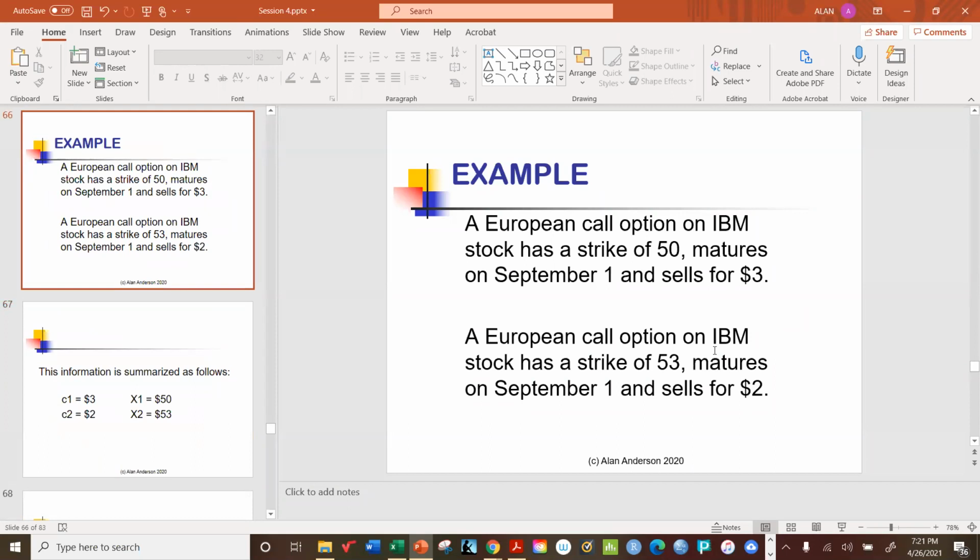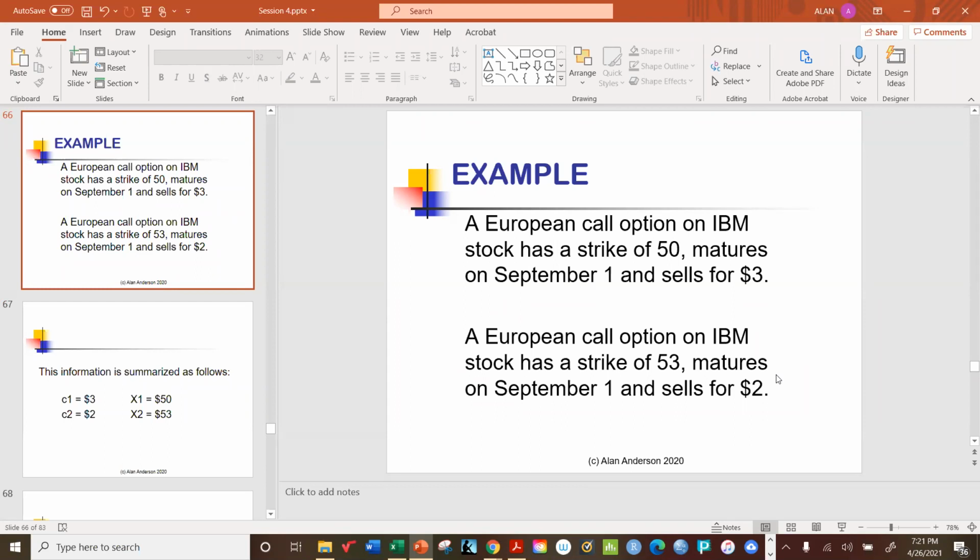Because it's a higher strike, the call price is lower. So with a call, the higher the strike, the cheaper the option will be, because it's harder to make money that way. In other words, with the 53 strike call, the stock price has to go up further to make money than with the 50 strike call. Therefore, the price will be lower.